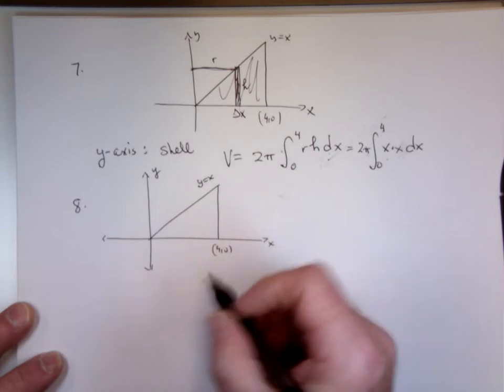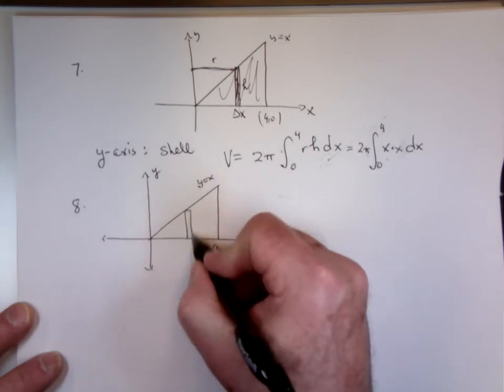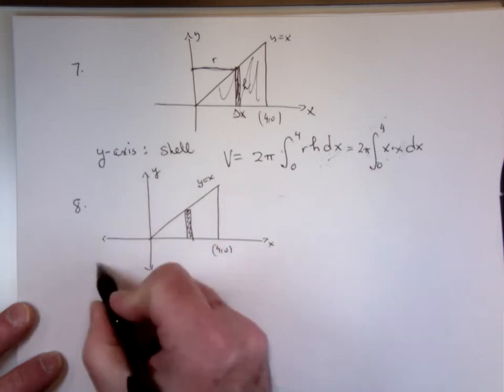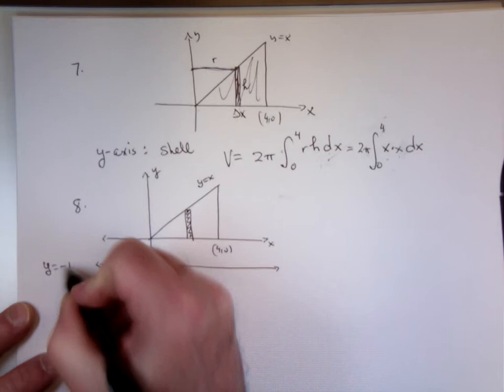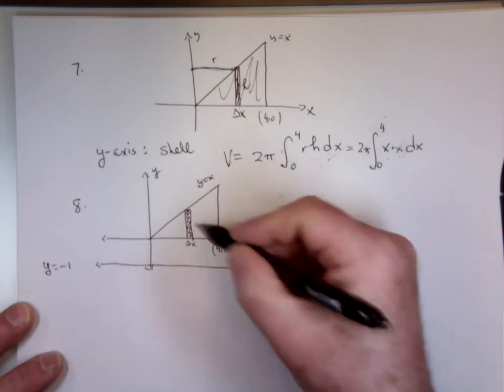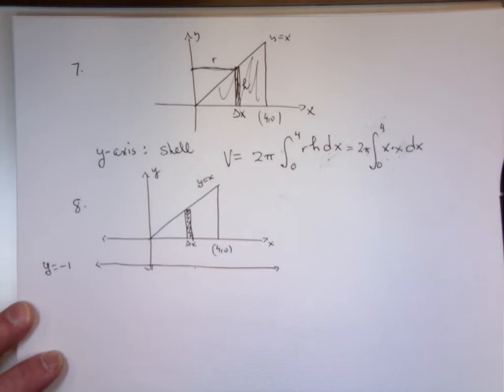Okay? Number 8, we're going around the line y equals negative 1. Now, when this rectangle gets whipped around that line, what are we going to generate? A washer.